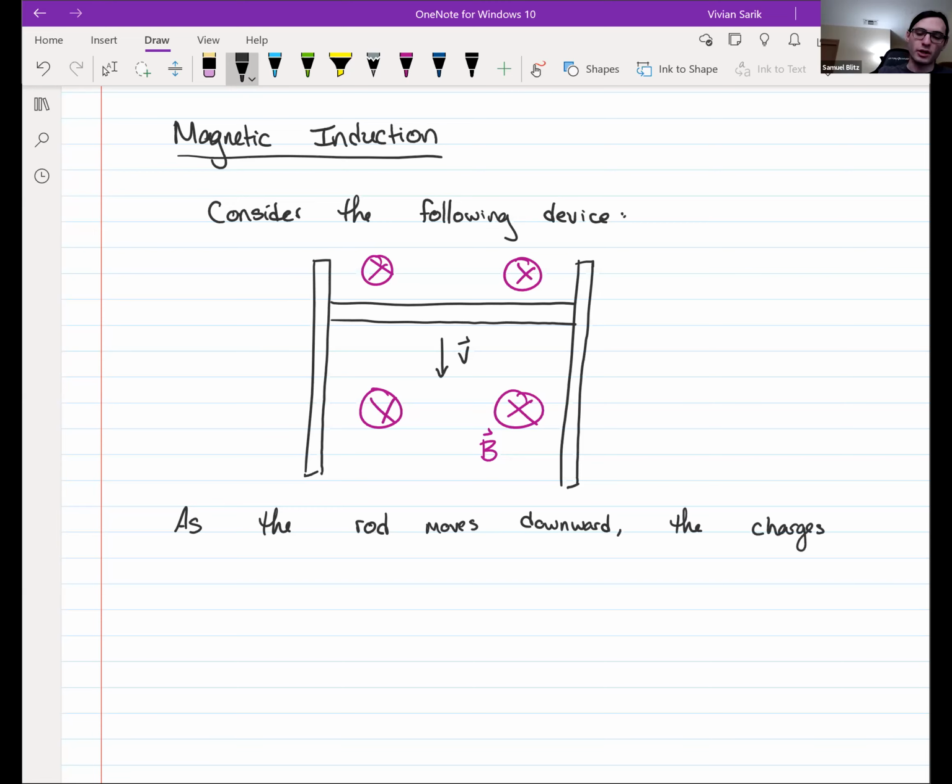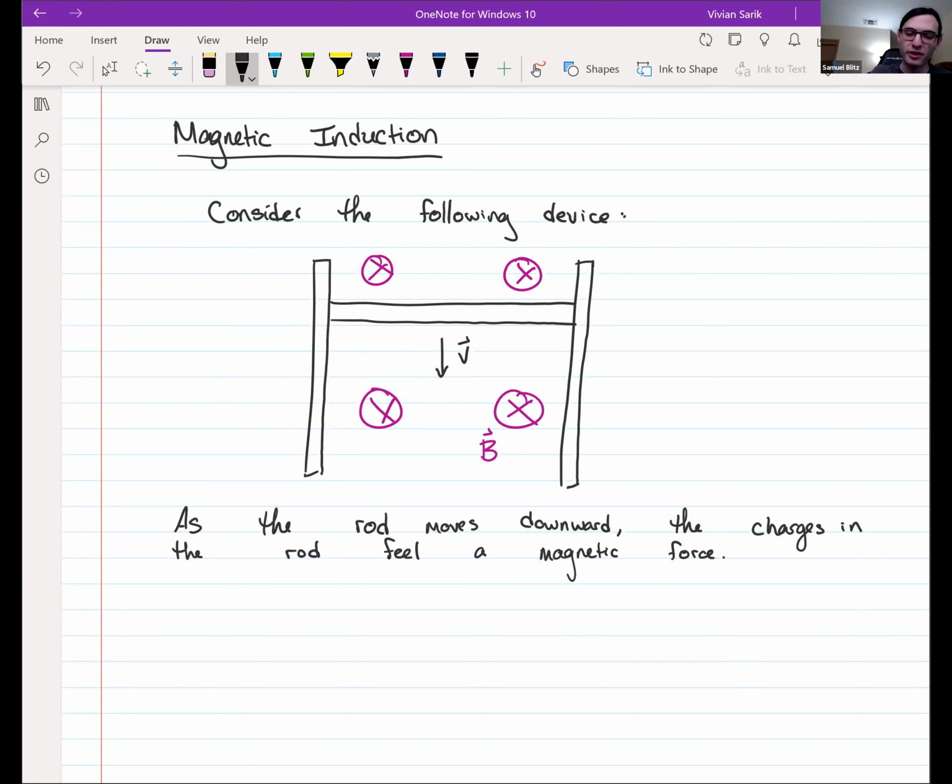The charges in the rod feel a magnetic force. And the reason they feel a magnetic force is because they're moving downwards, they have charge, and they're in a magnetic field. So you can find the magnetic force on them using F equals qV cross B. So we can actually establish what direction it is.